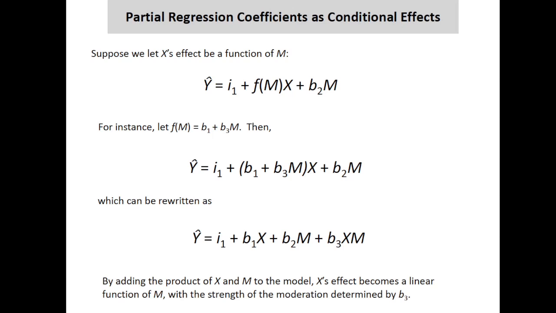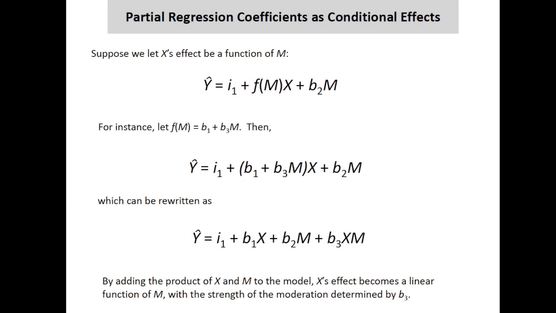Now, if you read ahead, you'll recognize this if you've ever done moderation analysis. Here's how we get to this. Let's let X's effect be a function of M. So what I've done here is I've substituted that partial regression coefficient B1 for some function. And for simplicity, let's make that function a linear function. We could choose other functions, but linear functions are the most commonly used. So I substitute that function in, and here's what I've got. Now you just rewrite this, do a little algebra, distribute the X among the two terms, and you end up with this.